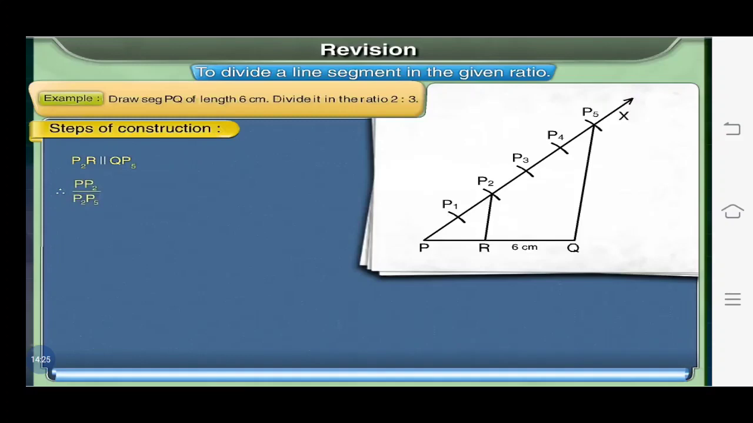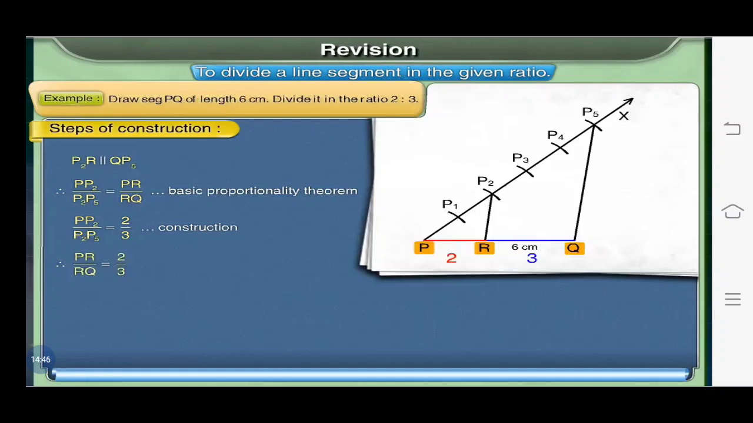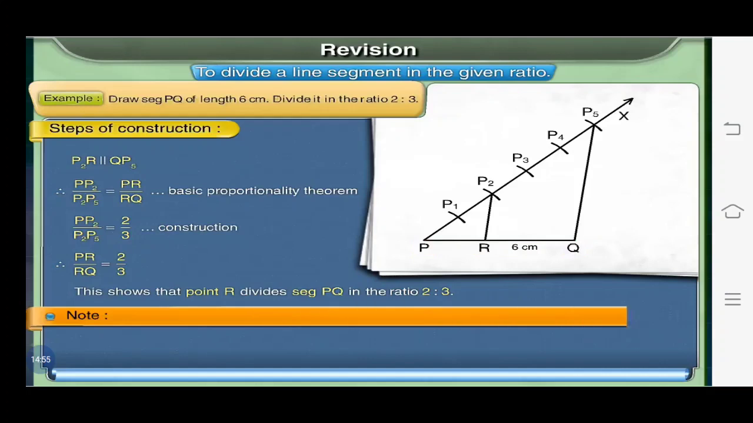By construction, PP2 upon P2P5 is equal to 2 upon 3. Therefore, PR upon RQ is equal to 2 upon 3. Thus, point R divides segment PQ in the ratio 2:3. Remember, to divide the segment in the ratio m:n, we have to take m plus n points.